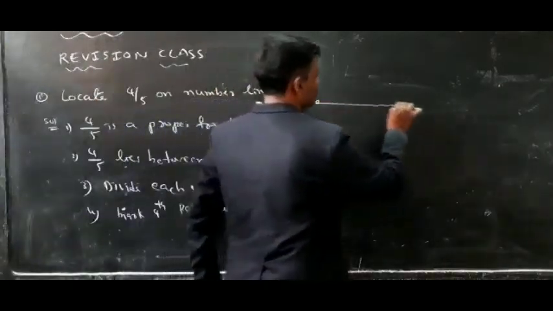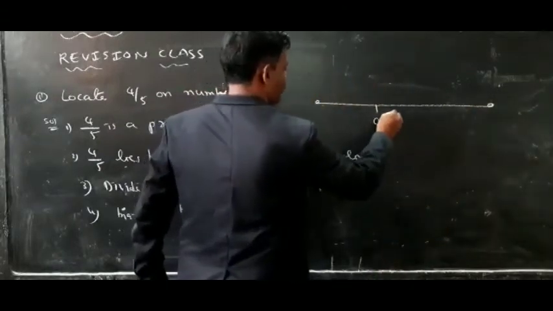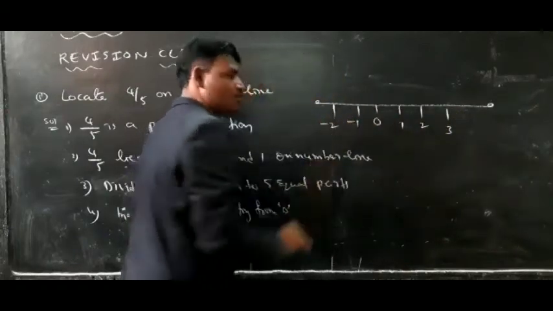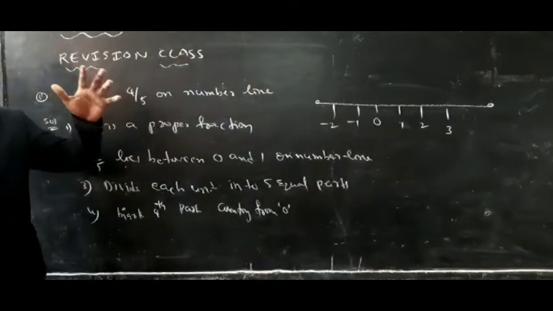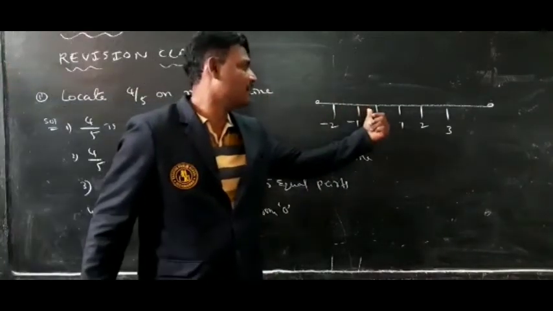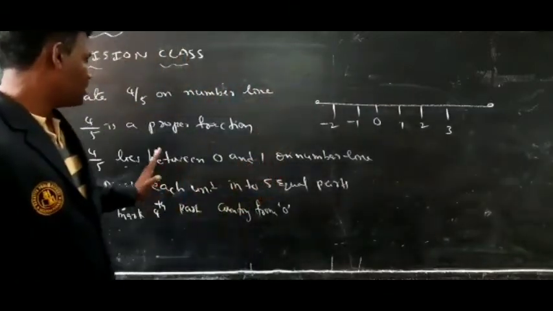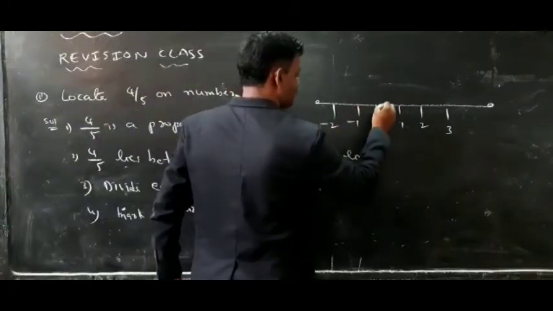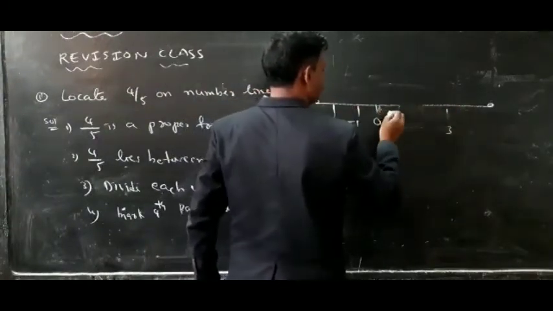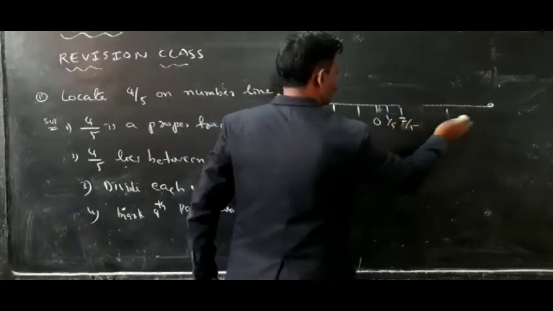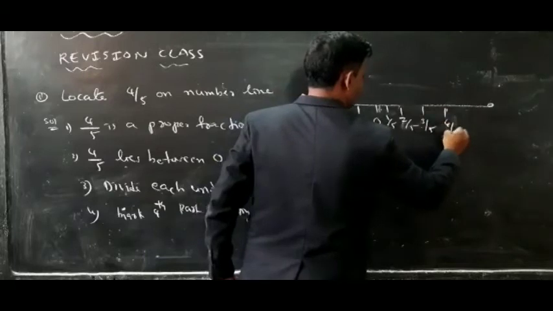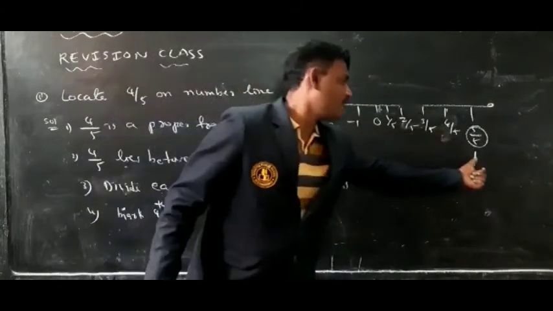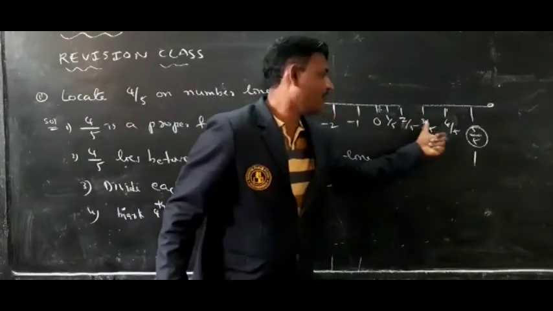For example, what are the steps? First, 0, 1, 2 and 3. Here minus 1, minus 2, and so on. First of all, 4 by 5 is a proper fraction. This value lies between 0 and 1. Okay, confirm. Next, divide each unit into 5 equal parts. It means 0. Next, 1 by 5, 2 by 5, 3 by 5, 4 by 5 and 5 by 5. So 5 by 5 is nothing but 1. So here 1 unit is divided into 5 equal parts.